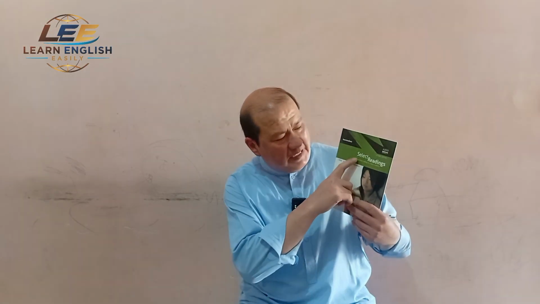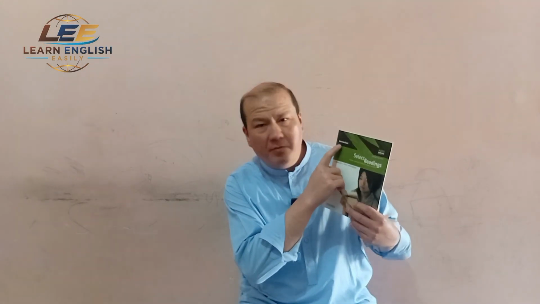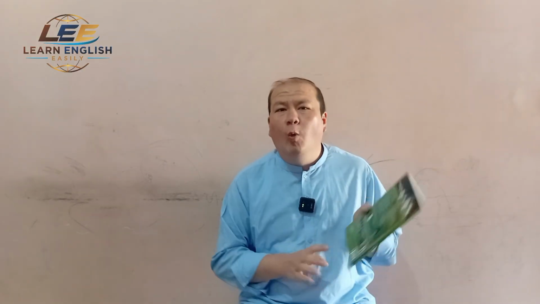In this video, I'm going to talk about two very imperative and common reading techniques, and I'm going to use this book called Select Readings. It is the intermediate level, which is equal to B1 level. So I'm going to use this book. It's going to be from this book.